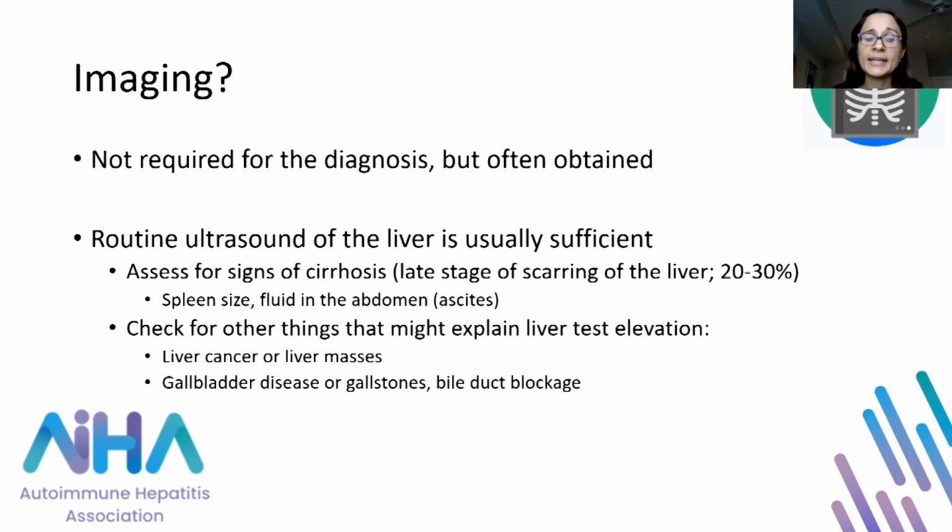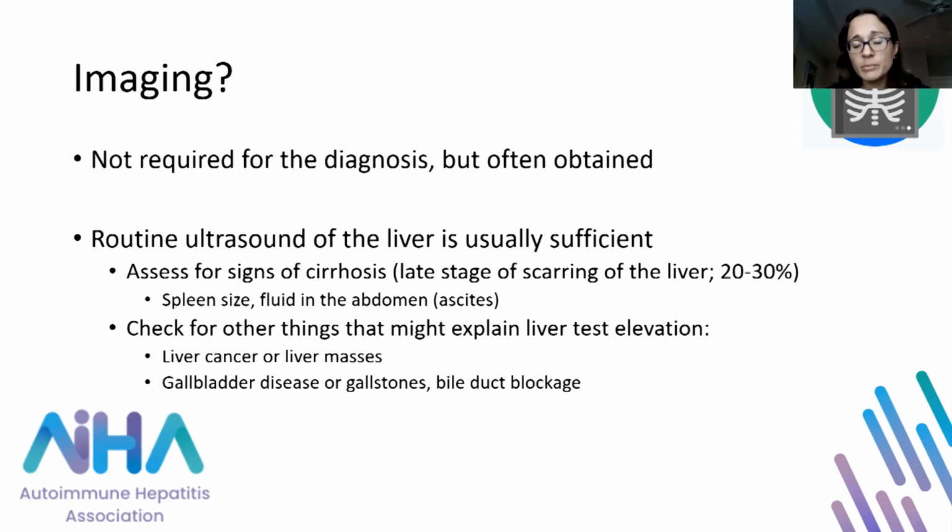What about imaging? So imaging is not required for the diagnosis, but it's often obtained as one is pursuing a workup for autoimmune hepatitis. And typically, it's a routine ultrasound of the liver that's obtained, and that's really usually sufficient. That can provide a number of different points of information. One would be to assess for signs of cirrhosis. So cirrhosis of the liver basically means a late stage of scarring of the liver.